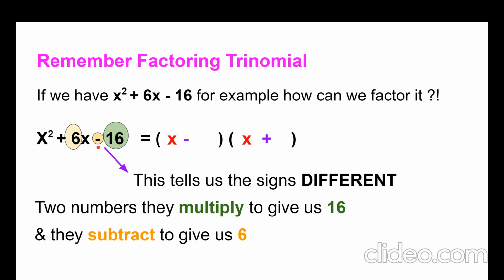The multiplication comes from this number, and the subtraction from this sign. Now, could it be 16 times 1? 16 times 1 is 16, but 16 minus 1 is not 6, so it's not this one. 8 times 2 it is, because 8 times 2 is 16, and 8 minus 2 is 6. But notice the answer is positive 6, so the 8 has to go with the positive. So those are the factoring. So it's a refresher.